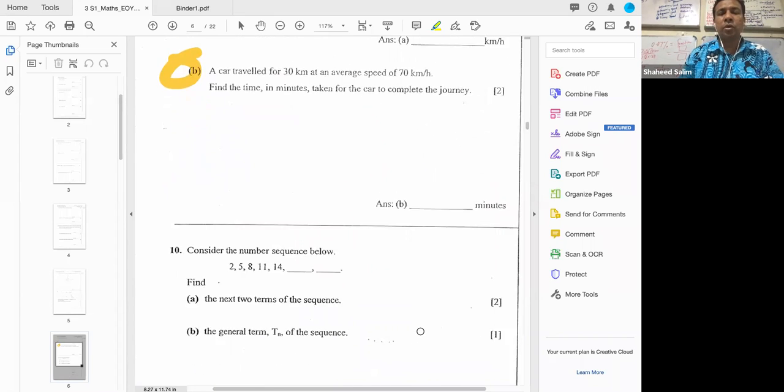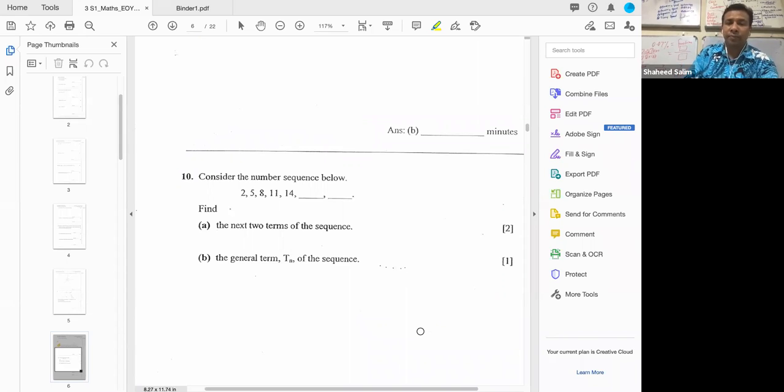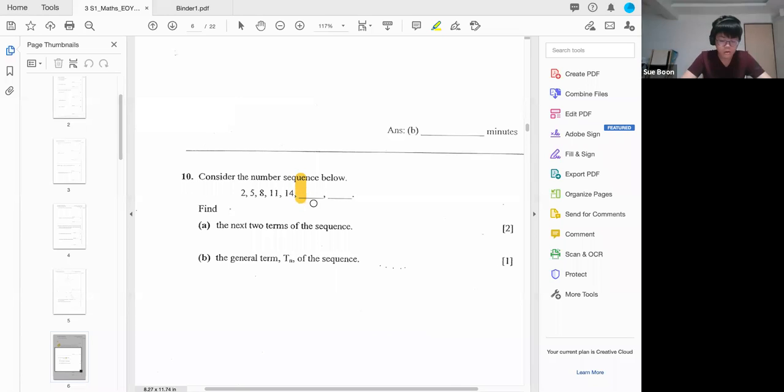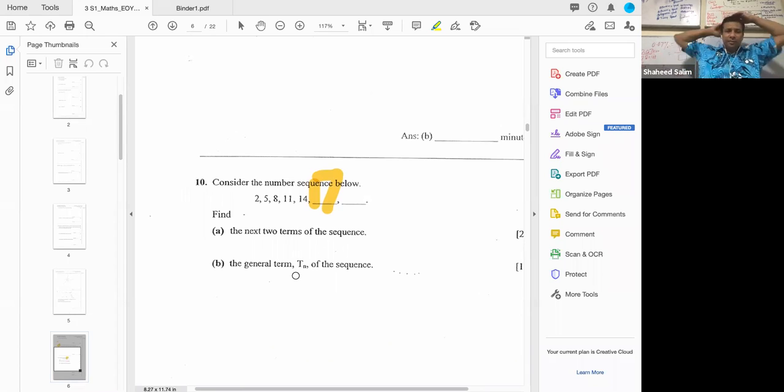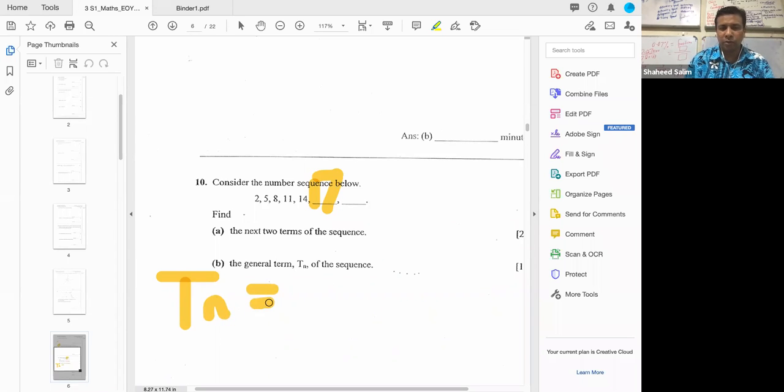All right, if the number is 2. So this one, the answer is 17, is it? You say number 10, 17 and 20, okay, easy lah. Find the general term Tn of the sequence. You must come out the formula, remember, not the formula. So you write something like Tn equals to, what's your formula?